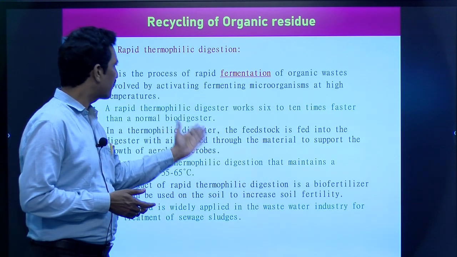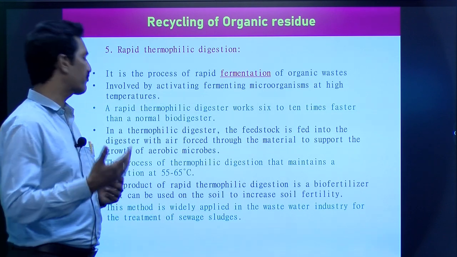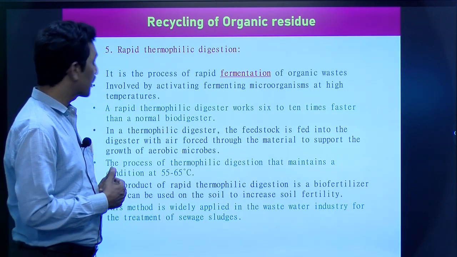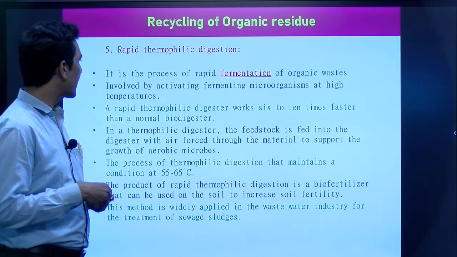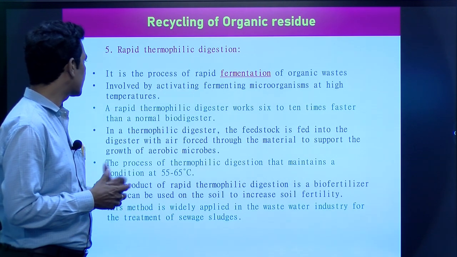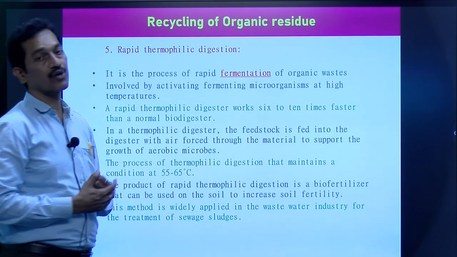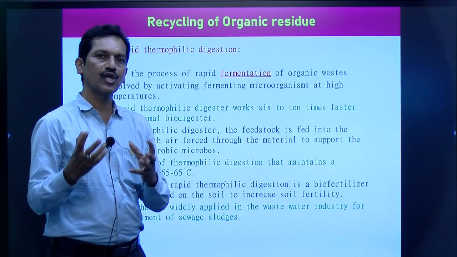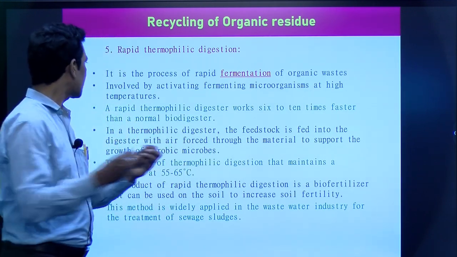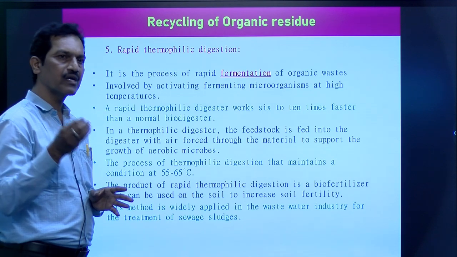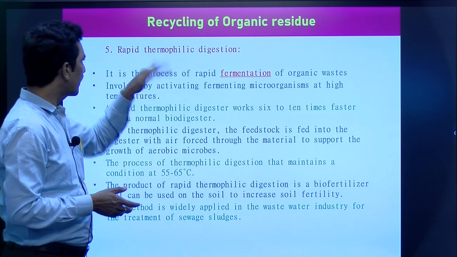And this rapid thermophilic digester is an apparatus which works 6 to 10 times faster than the normal biodigester. It is a thermophilic digester which gets the feedstock that is fed into the digester with air forced through the material to support the growth of aerobic microbes. See here, the aerobic microbes are also provided by forcing air through the material. These aerobic microbes ferment the organic residue under high temperatures.